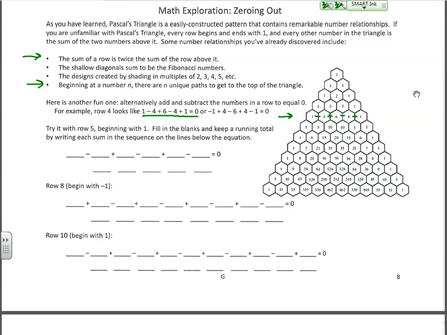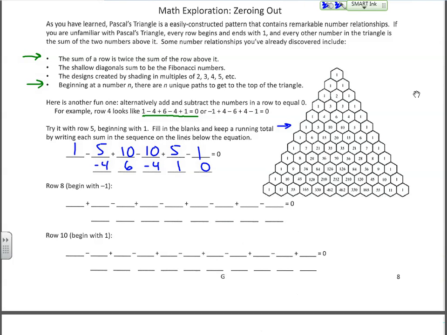Fill in the blanks and keep a running total by writing each sum in the sequence on the line below the equation. So beginning in row 5 here, which is this row here, we got 1, 5, 10, 10, 5, and 1. Okay? So when I say keep a running total, we're going to take 1 minus 5, which is negative 4, then add 10, that brings us to positive 6, then subtract 10, back to negative 4, add 5, positive 1, minus 1 equals 0. Okay?